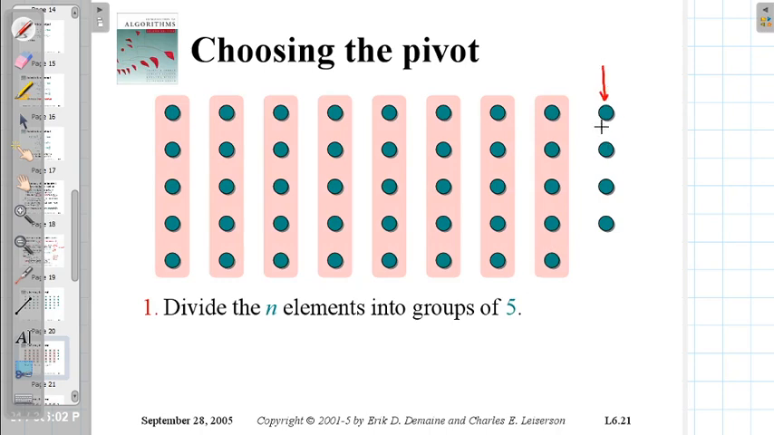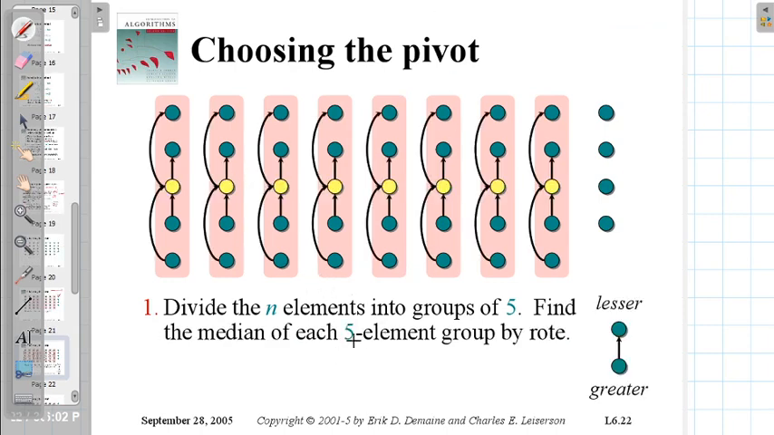So you see this group not having 5 elements. We can analyze keeping it, or we may exclude it. Even if we exclude it, and we still get a good partition, that will be much better. So we have groups of 5 elements, and then we have to find the median of each 5-element group, say by insertion sort.